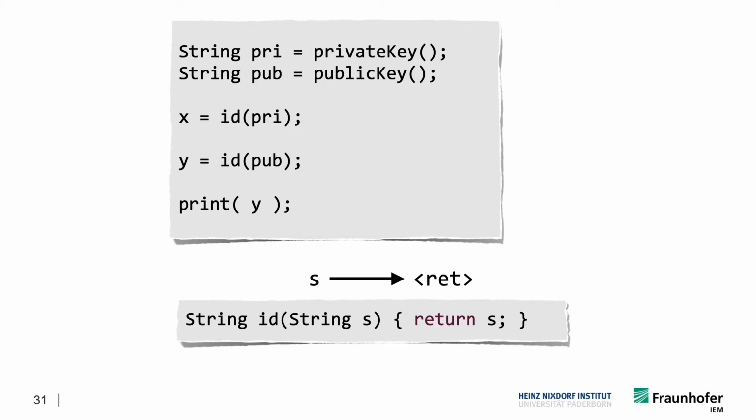Yeah, so what you see here is basically how it needs to be dealt with, right? So we want to have a procedure summary actually for this identity procedure here that tells us that whatever parameter we have s, it's actually mapped to the return value. And then at the first call site, this will apply to the private key, and at the second call site this will apply to pub, the public key, and so these two values can be properly distinguished.